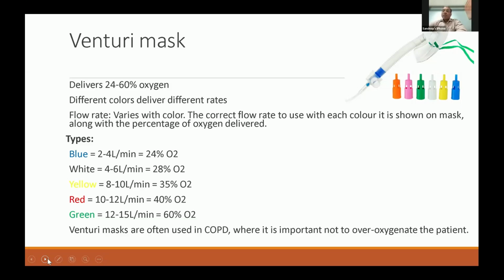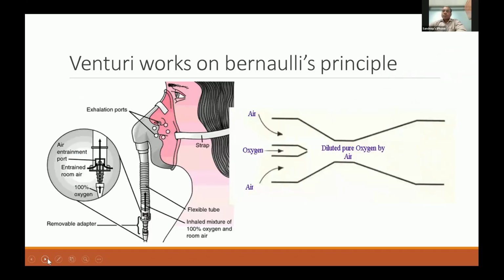Now, this is the property which makes it very, very useful for use in patients of COPD, where we want the patients to have fixed FiO2. We do not want to over oxygenate the patient. So, which is the principle which is used in Venturi mask? Next slide, please. It is called Bernoulli's principle.